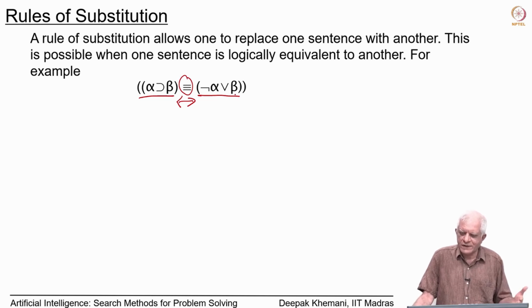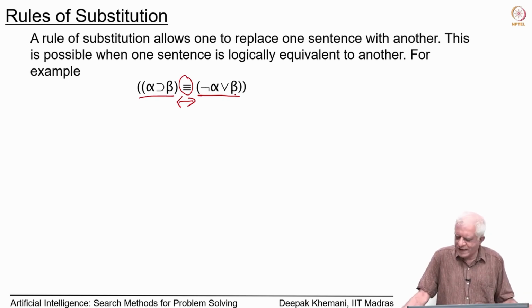So, you can go from left to right, or you can go from right to left. In modus ponens you could only go from left to right. If you are given alpha and you are given alpha implies beta, then you could add beta, but if you are given alpha implies beta and you are given beta, you could not add alpha. You should probably go back and look at why that is not a sound rule. Rules of substitution work in both directions. If you see the left hand side, you can add the right hand side. If you see the right hand side, you can add the left hand side.